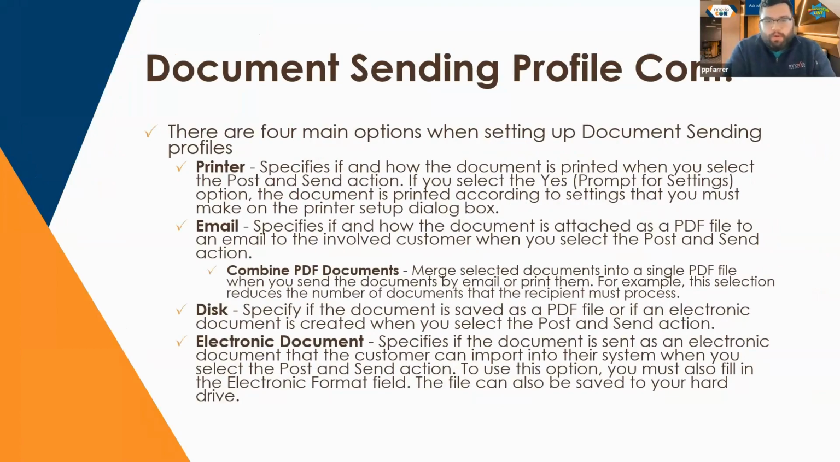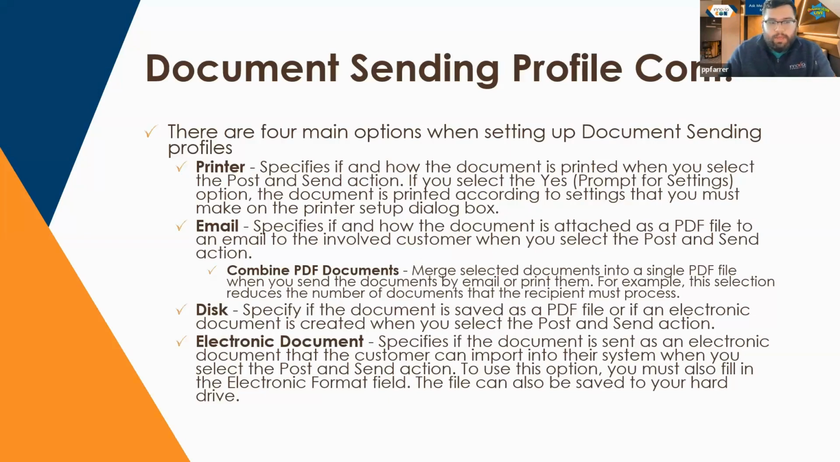So within your document sending profile, and we'll show this in BC in a second, you're going to have four main options. The first one is going to be the printer. Every time you hit print and send, it's going to print off the attached document. If you have it set up, the default setup in BC will be used, or you have the option to select yes and prompt for settings. And that's going to, every time you hit that print and send button, prompt the settings for that printing.